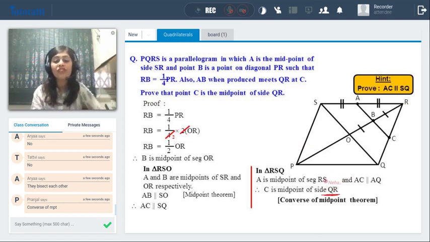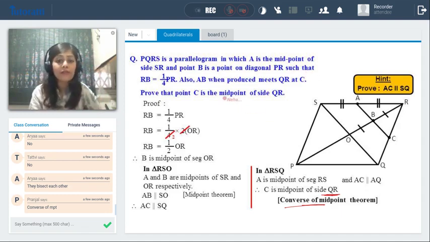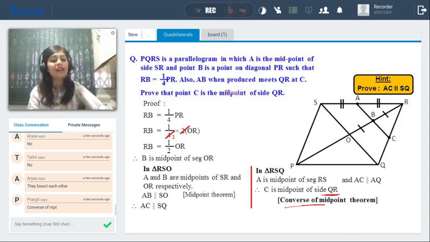C is the midpoint of the third side QR by the converse of the midpoint theorem. That's how we achieve this sum. Any doubts with this sum? Students, pay attention. One small hint: whenever you have a quadrilateral, you can draw a diagonal and convert it into triangles.